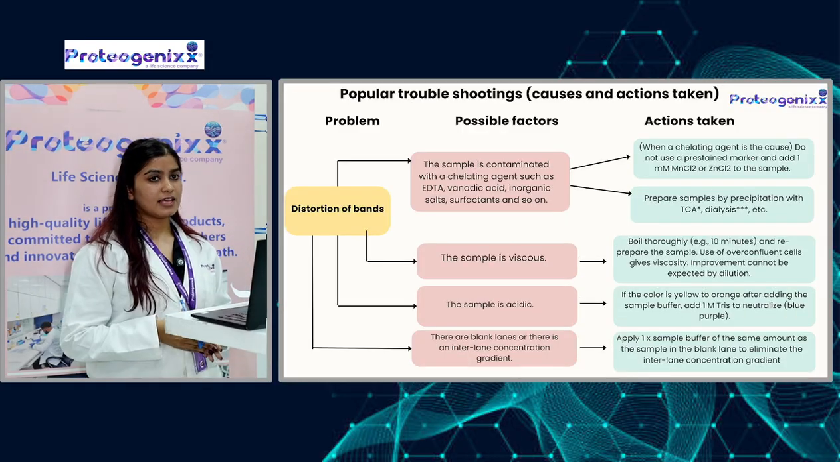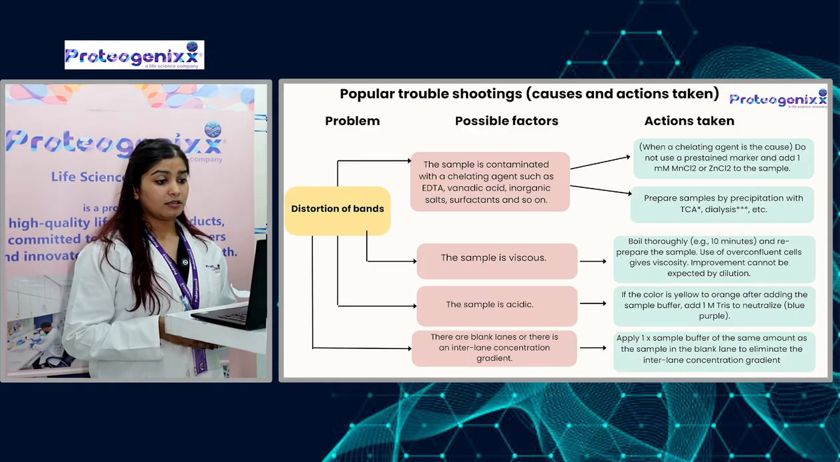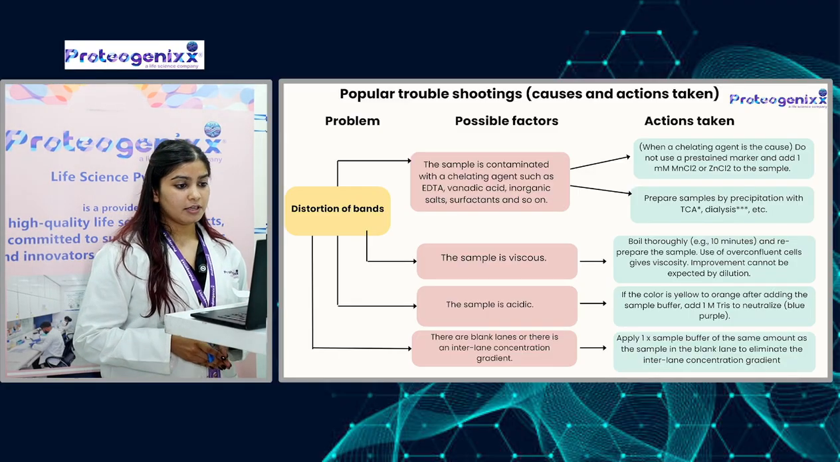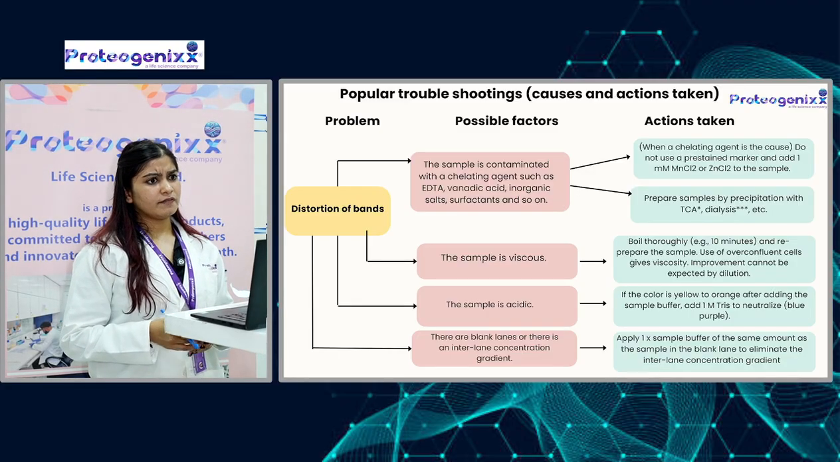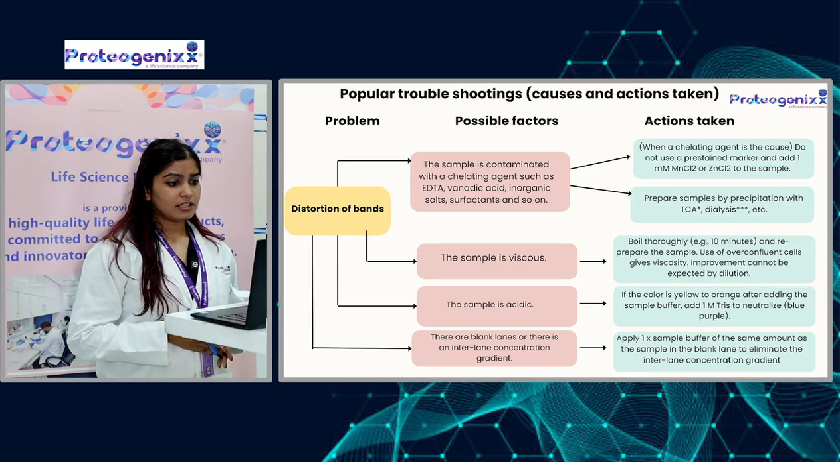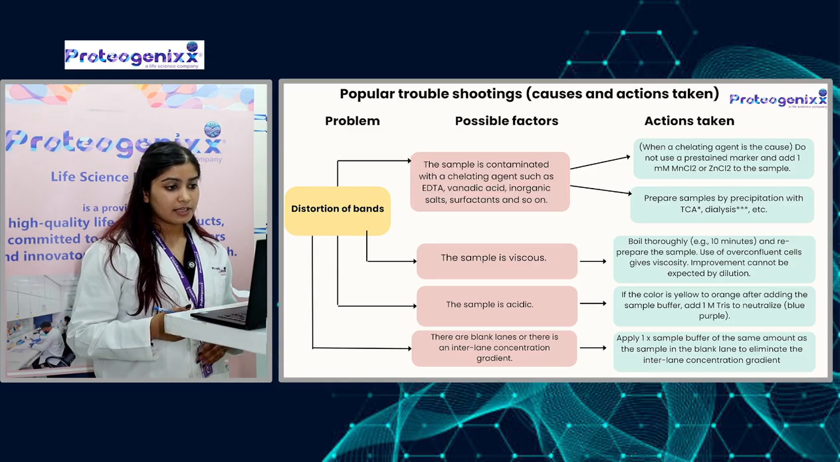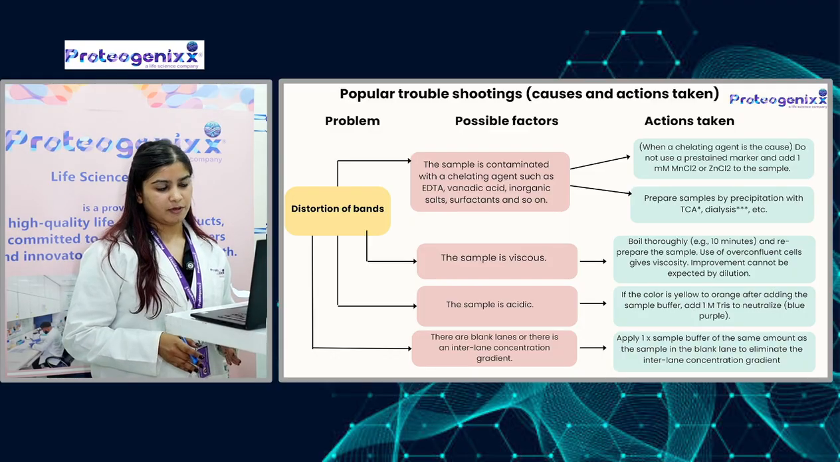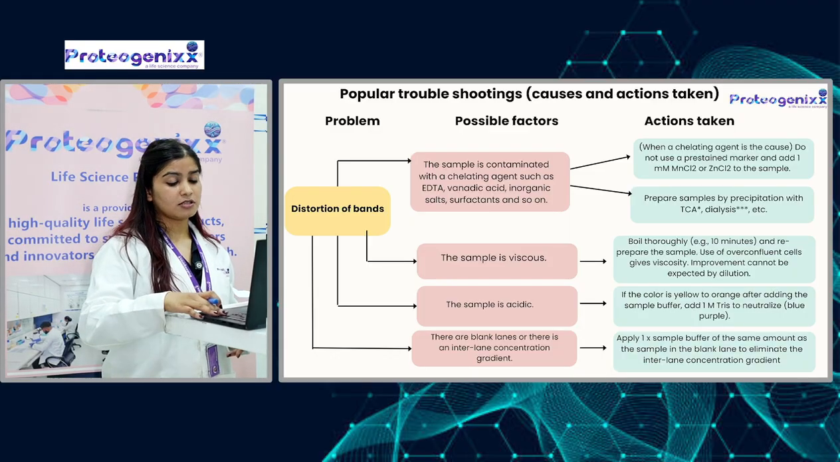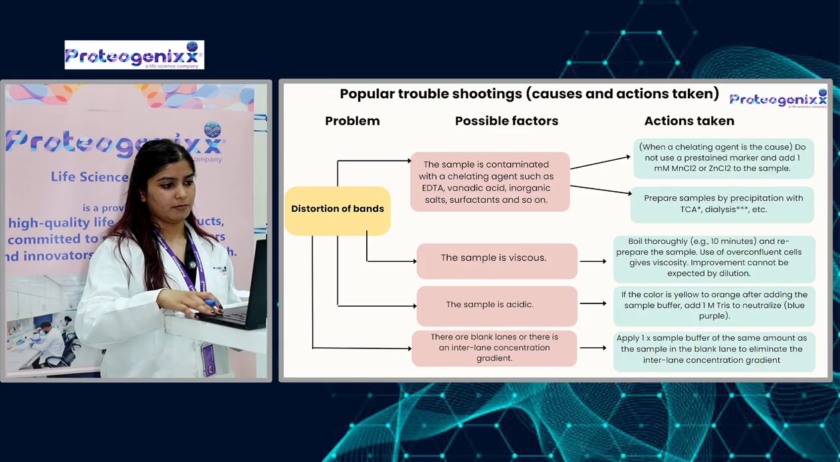Next, when your sample is viscous, you should boil it thoroughly for at least 10 minutes. This actually happens because of overconfluent cells. If the viscosity still persists after boiling, you have to re-prepare your samples, because dilution alone will not resolve the problem.